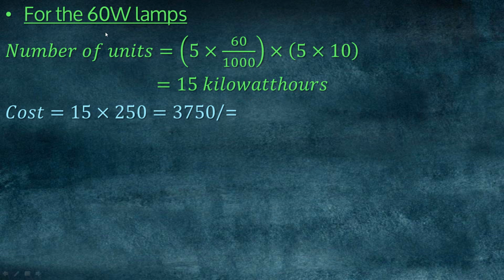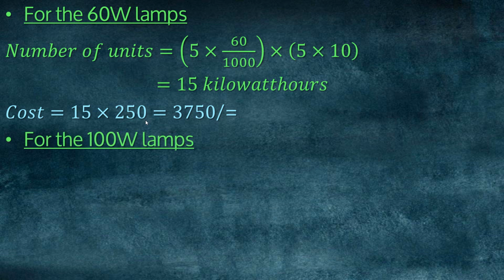Therefore, the cost for running the 60 watts lamps, 5 of them, is going to be 15, which is the number of kilowatt hours, or the number of units, times the unit cost, which is 250. And we get 3,750 shillings.